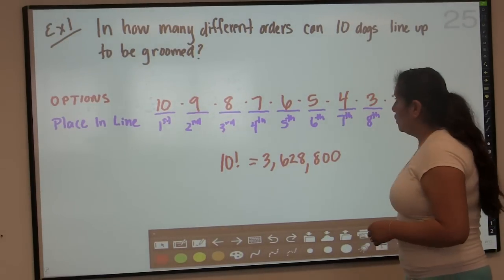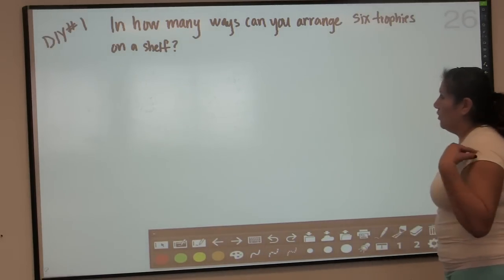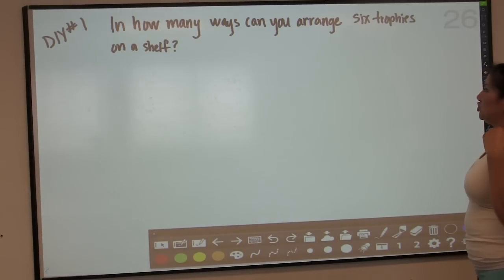Now I want you to try an example on your own. In how many ways can you arrange 6 trophies on a shelf?